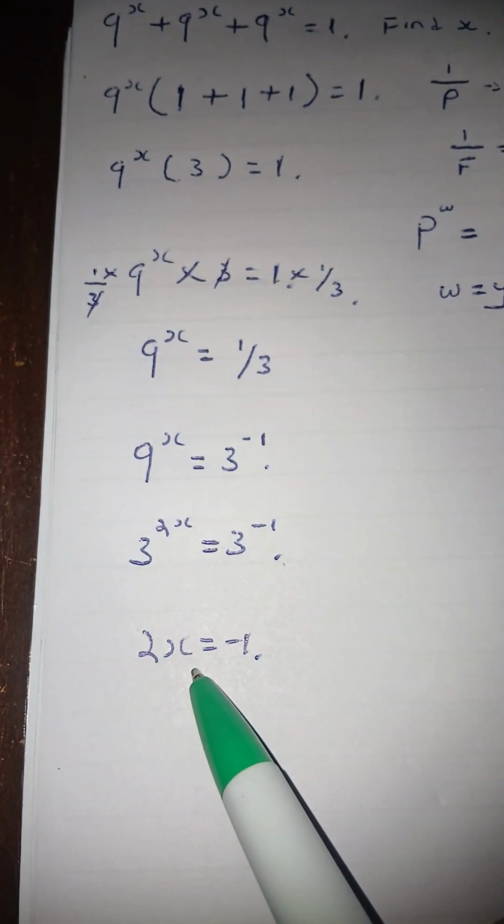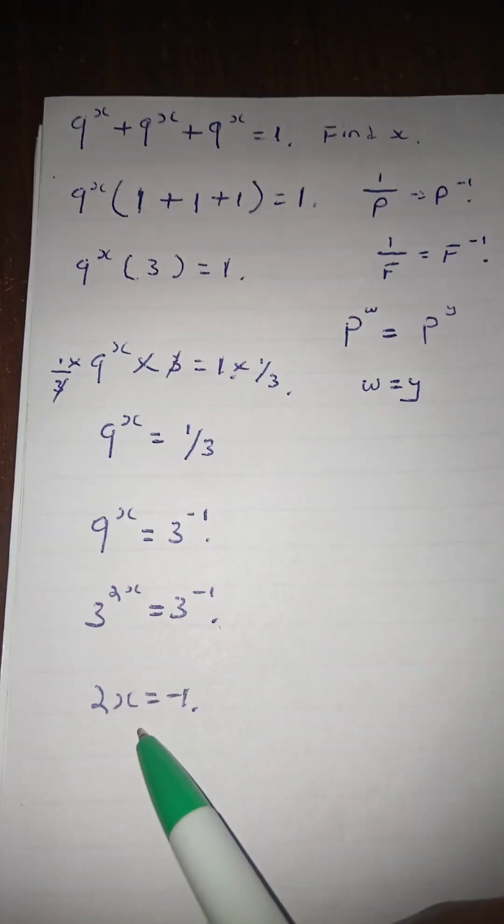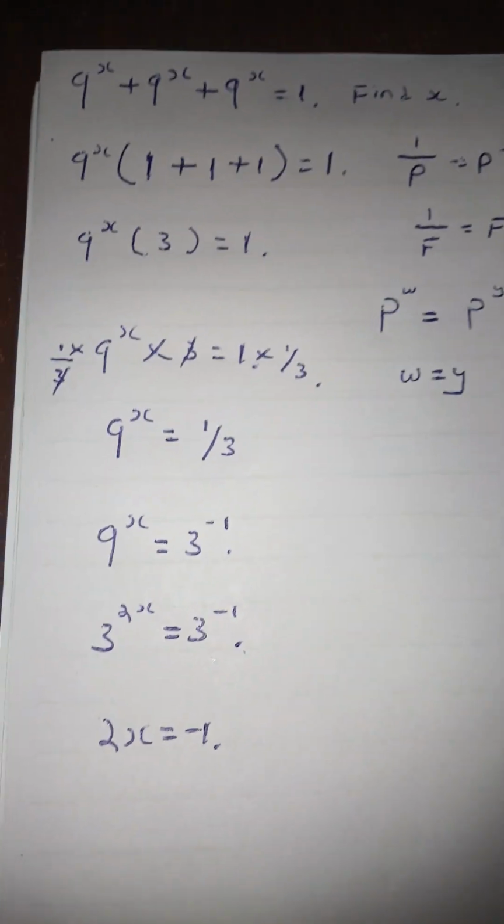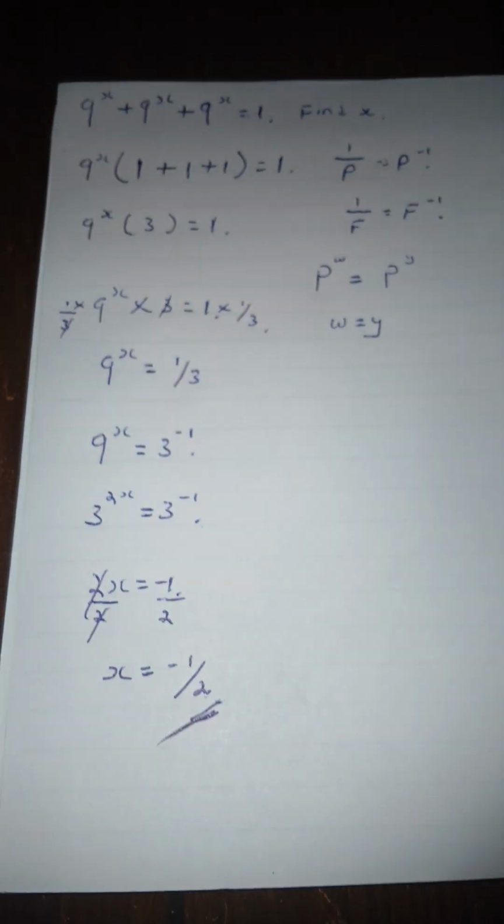Since we are looking for the value of x, you divide both sides by the coefficient of x, and the coefficient of x here is 2. So I have over 2 and over 2. The 2 cancels the 2, such that x equals negative 1 over 2. So this is the value for x.